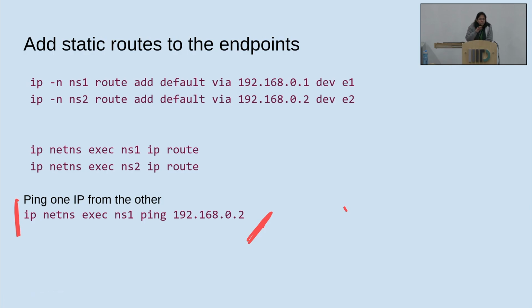Are you able to ping? No, right? Because you need to add a route to say that this veth pair needs to be used for this packet to go out. So what we'll do is add a route on both the namespaces, that is NS1 and NS2, saying that whatever you want to connect to outside, using this IP address, it has to go out from the E1 device that got created for NS1. Similarly, device E2 for NS2.